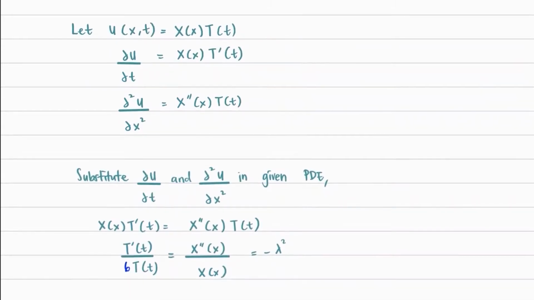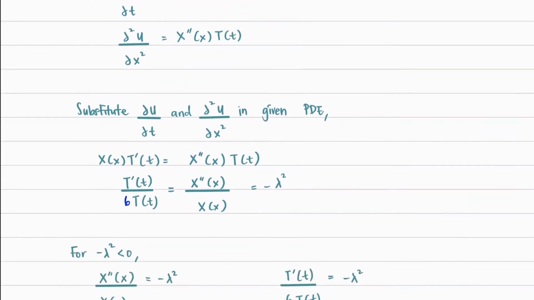Let U(x,t) equal to X(x) times T(t). Therefore, ∂U/∂t is equal to X(x)T'(t) because we differentiate U with respect to t, and ∂²U/∂x² equal to X''(x)T(t). Substitute in the given PDE: X(x)T'(t) equal to 6X''(x)T(t). Rearrange. Make sure you bring the constant together with the function of t. Both sides will be equal to negative lambda squared, which is a separation constant.